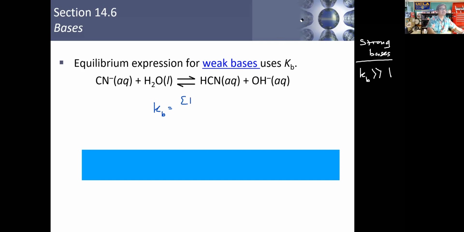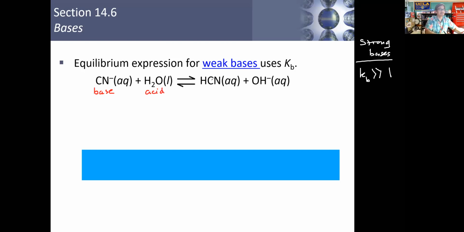I'm sorry, let me do this first. Let's go ahead and identify the acids and bases here. In this process, cyanide and water form hydrocyanic acid and hydroxide. What's happening is that cyanide is picking up a hydrogen. It's accepting a hydrogen from the water, which makes cyanide the base. Water, since it is donating its hydrogen to the cyanide, is the acid. So water here is serving as an acid.